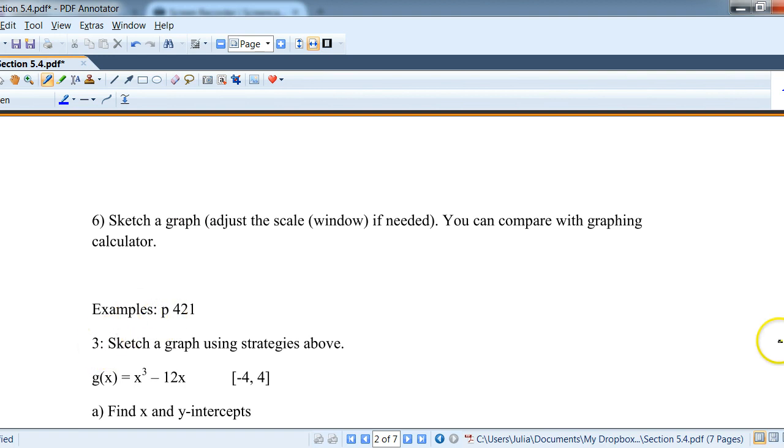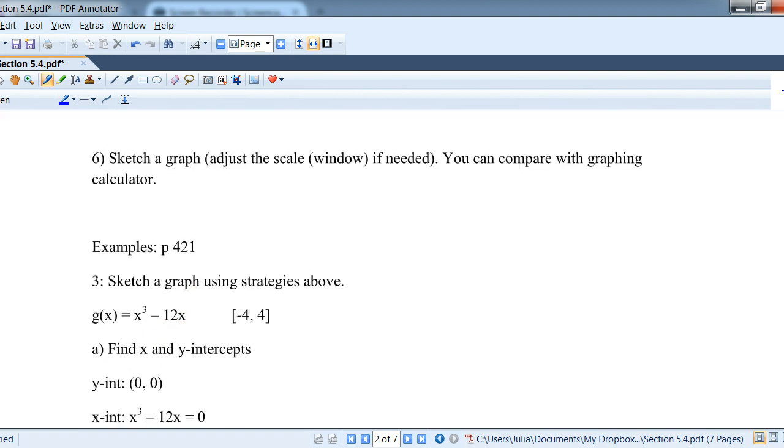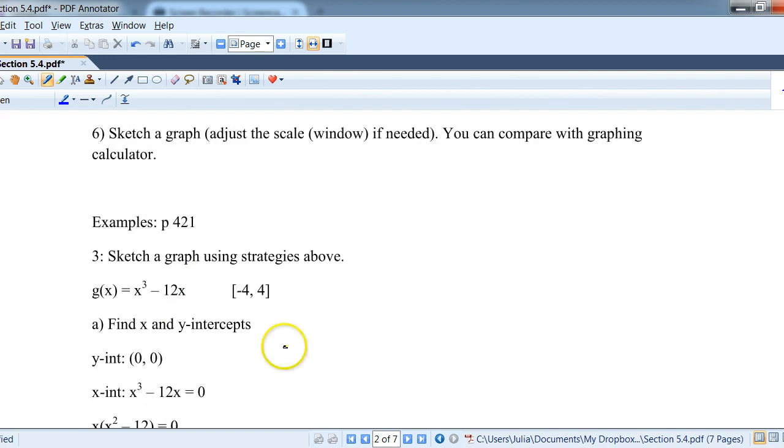But let's take a look at number 3 that we did in class, but let's quickly go over this. Let's say we have a function g of x equals x cubed minus 12x, and we do have an interval from -4 to 4. We can find x and y intercepts. For the y-intercept, plug in 0. You'll get 0 as the result. So (0, 0) is the y-intercept.